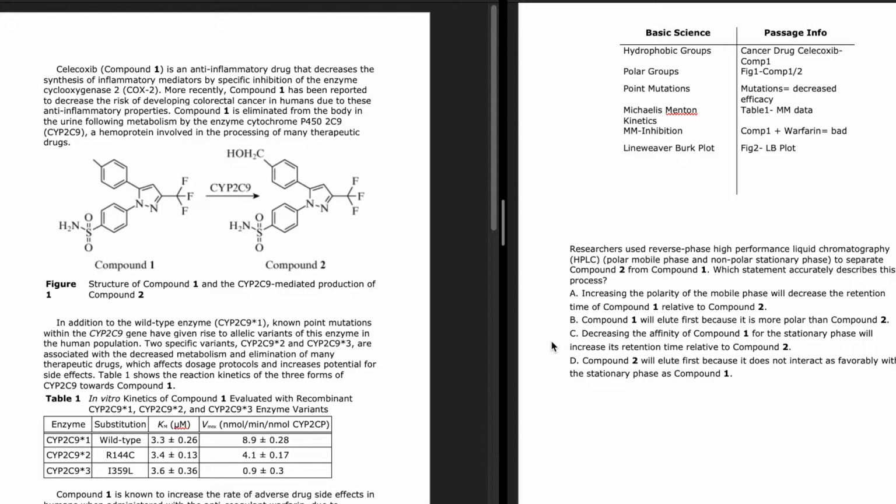In D, compound 2 will elute first because it does not interact as favorably with the stationary phase as compound 1. So this is exactly what we have identified. I'm going to put a maybe here. I only have one answer choice with maybe, so the answer choice is probably D.